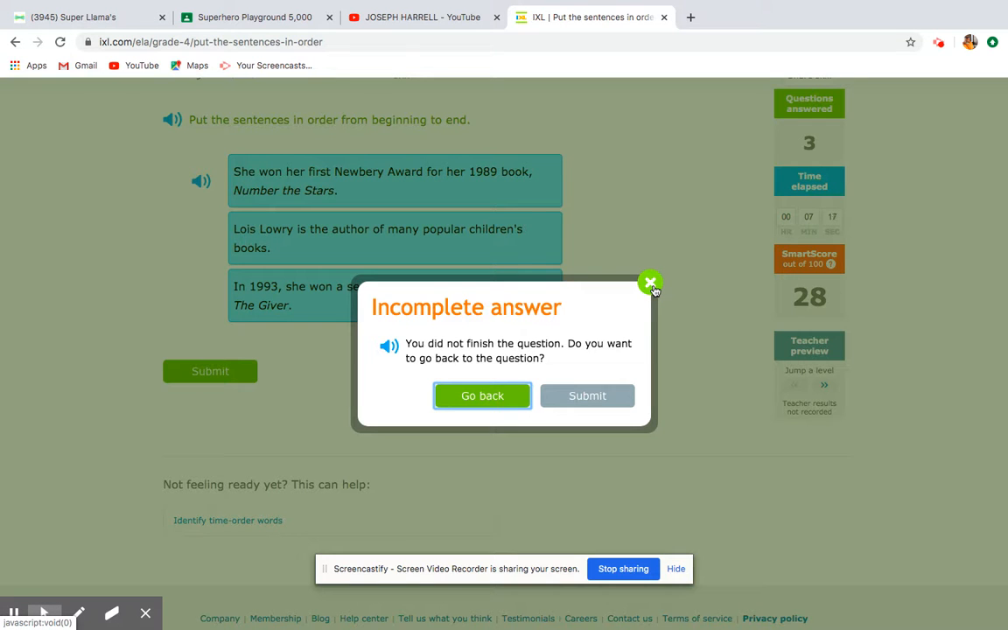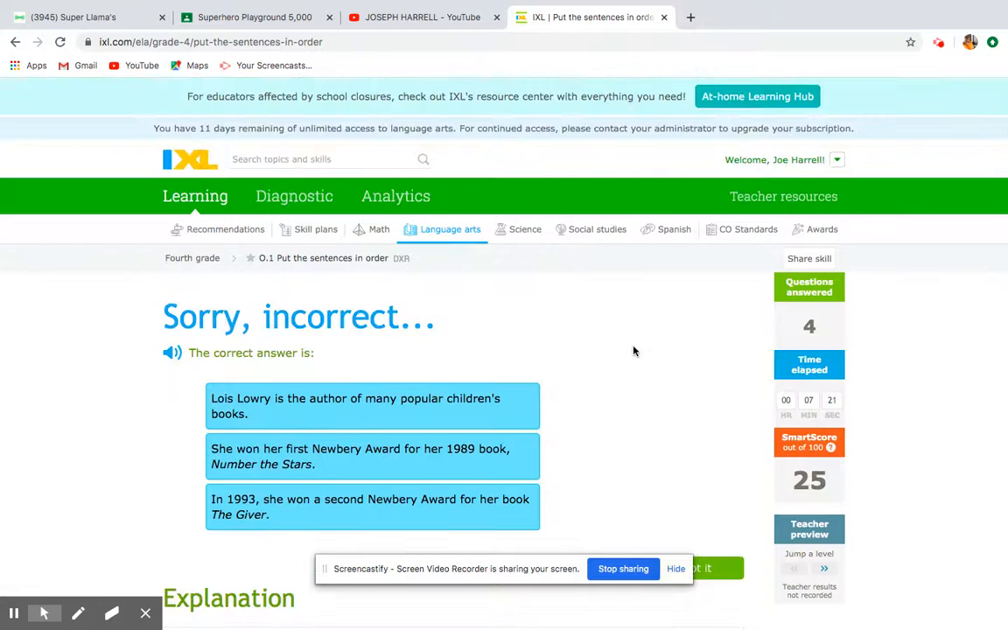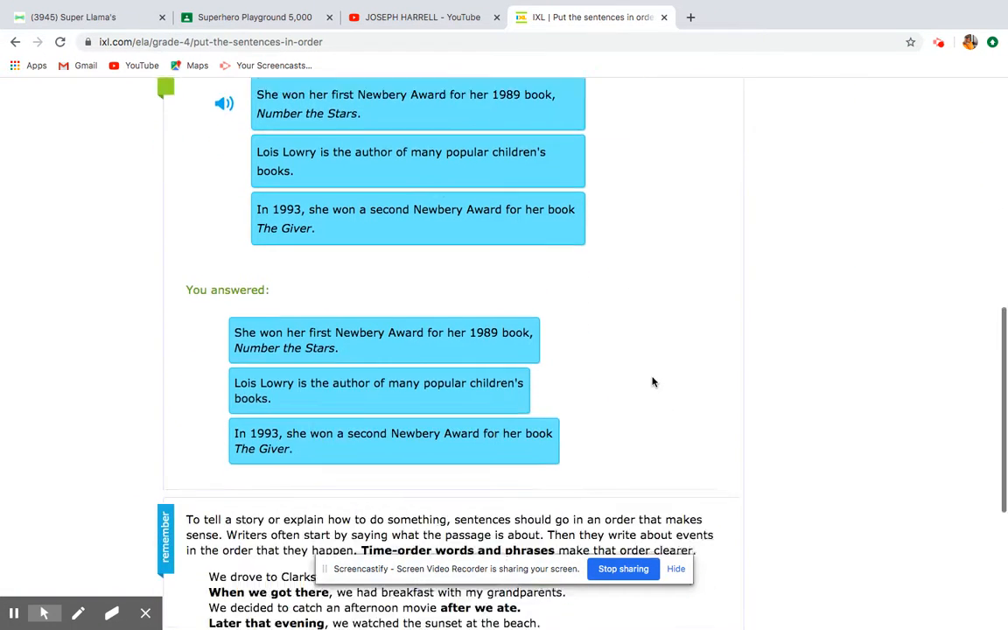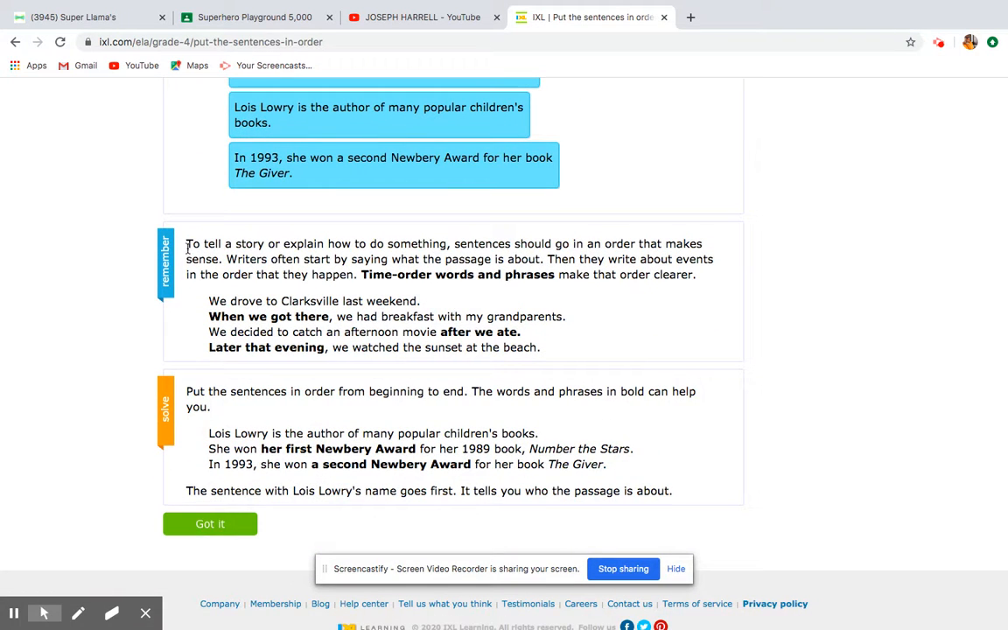What is that? Submit. Oh, it's incorrect, but look, it gives you an explanation. It says, to tell a story or explain how to do something, sentences should go in an order that makes sense. Writers often start by saying what the passage is about. That's important. That's your introduction.